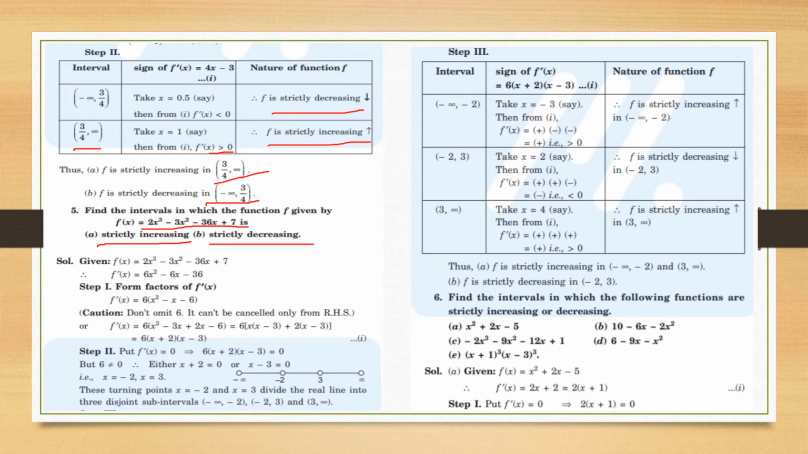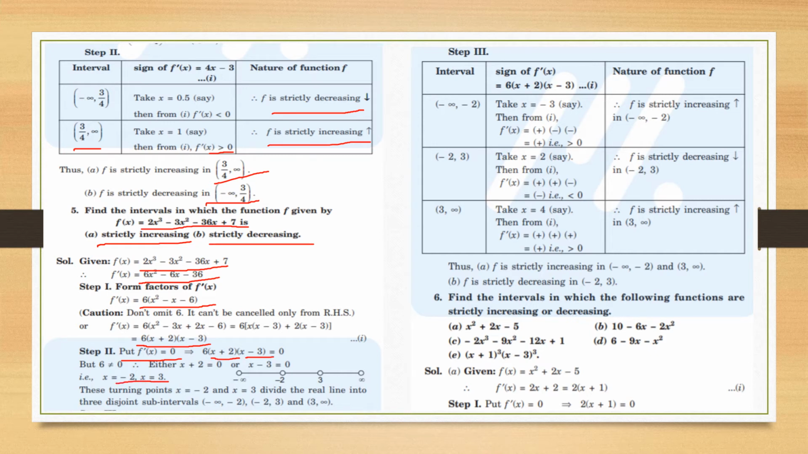So start with the function, take the derivative, and frame the factors. So that I can just check, I will not omit this 6. This is to be retained here. And I'll make factors, so it is 6 times (x plus 2) into (x minus 3). Now put the derivative to 0 to get the turning or critical points. 6 is not equal to 0, so x plus 2 is 0, x minus 3 is 0. I get 2 critical points, minus 2 and 3.